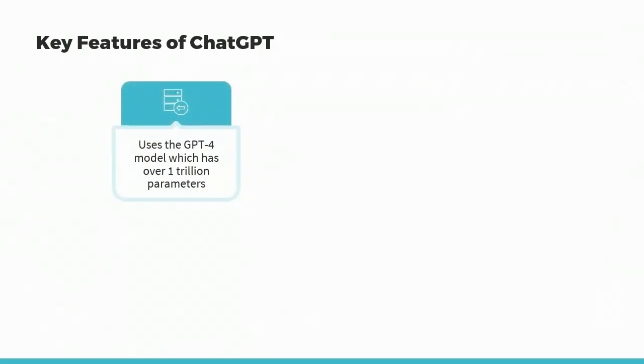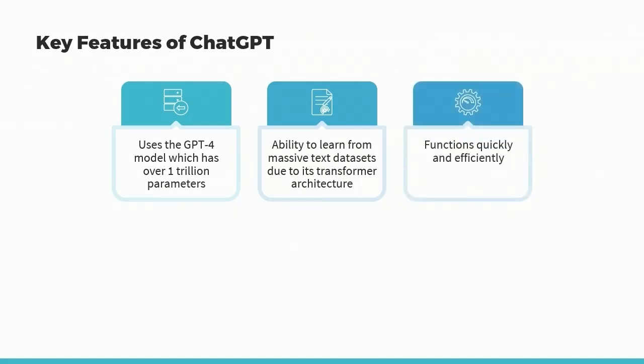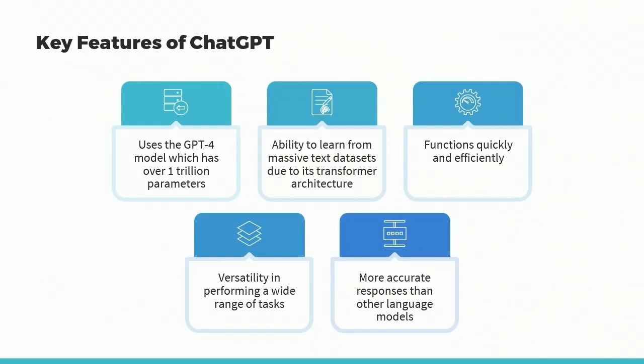ChatGPT has several key features that shape it into a powerful tool for natural language processing, the component of AI that makes quasi-natural interactions between people and machines possible. These include the use of the GPT-4 model, which is an enhancement on the basic GPT model, and has over 1 trillion parameters, along with the ability to learn from massive text datasets due to its transformer architecture. GPT-4 functions quickly and efficiently. Its versatility allows it to perform a wide range of tasks, and its responses tend to be more accurate than other language models.